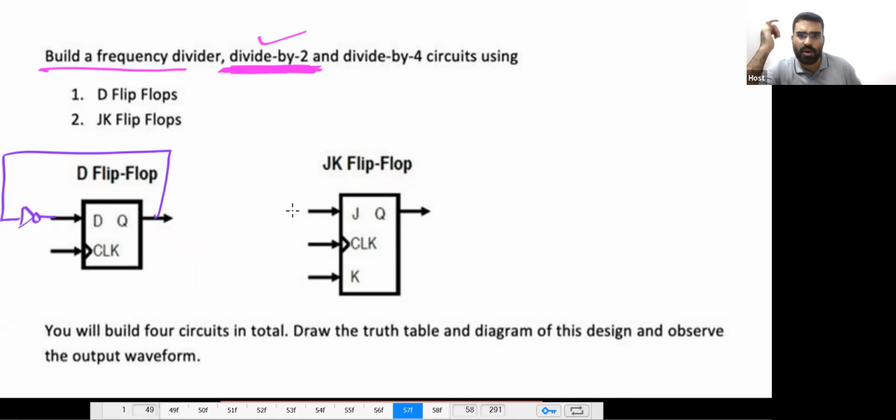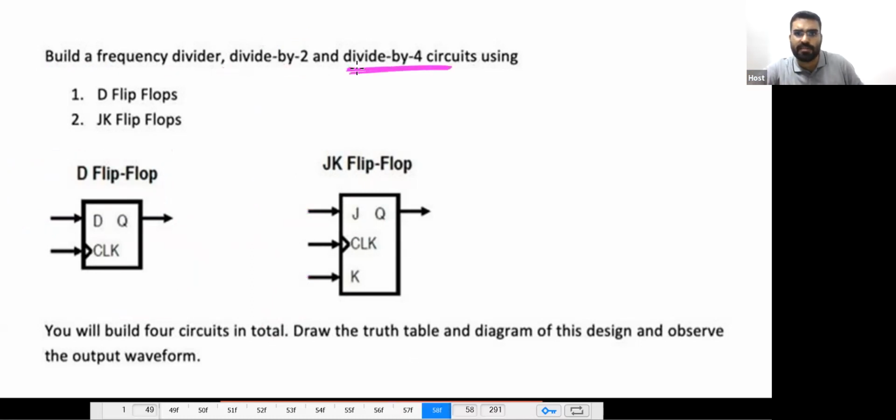And how to create it using JK? Very simple. Both of them, one more. Now, this is the idea. Now let's see how to create a divide by 4 circuit.